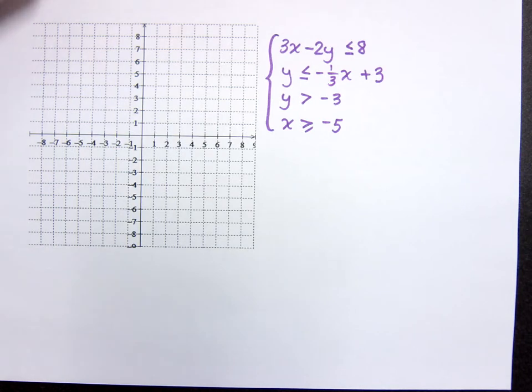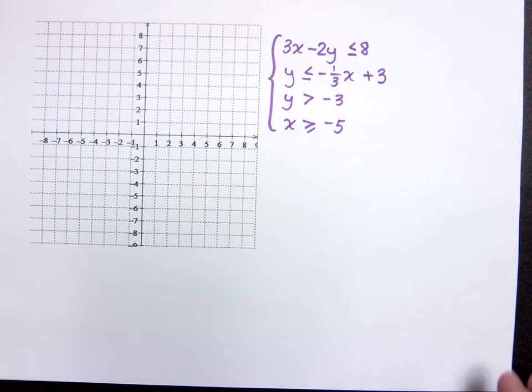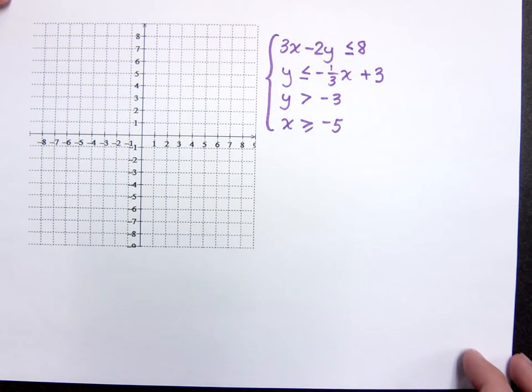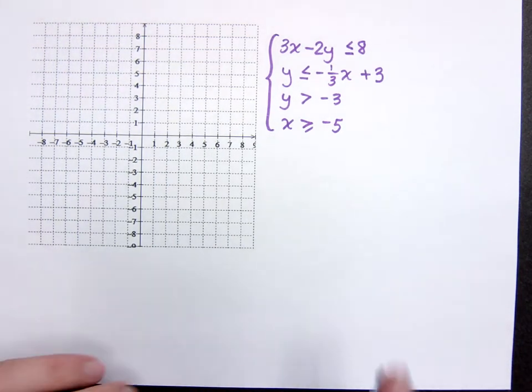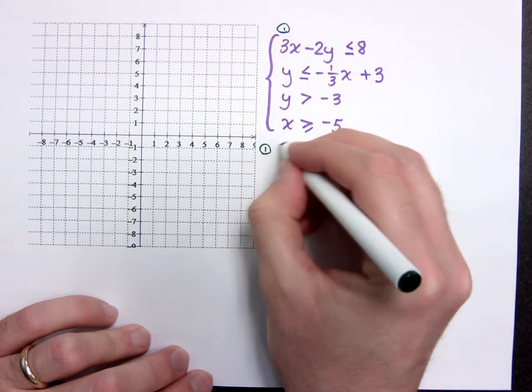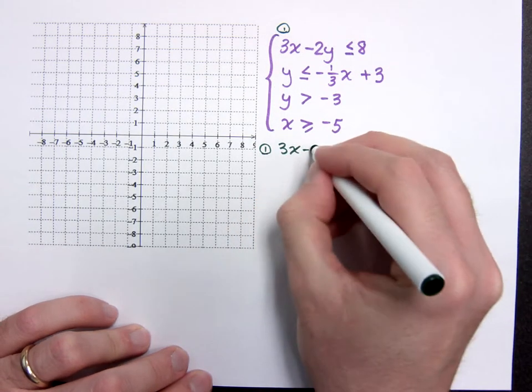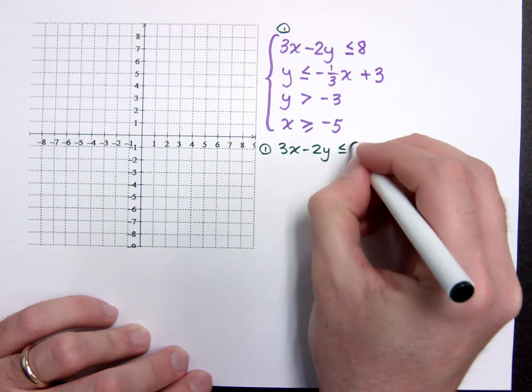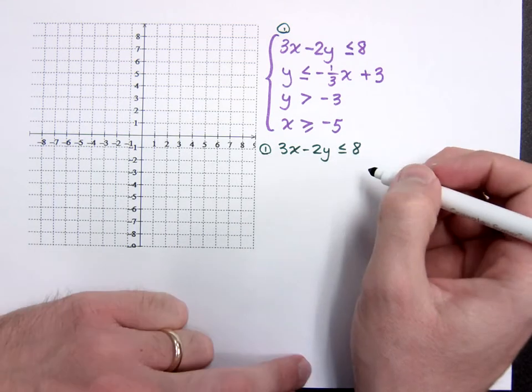Now the most difficult one up here to graph is going to be the first one, because it hasn't been solved for y. So it means we have a little bit of work to do there. I would take this first one right here, write this out, and show all of my steps for getting y by itself. So what would I have to do first?